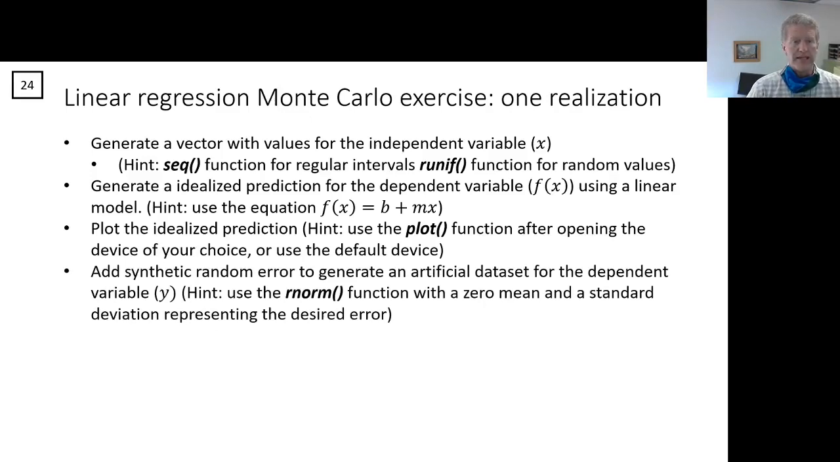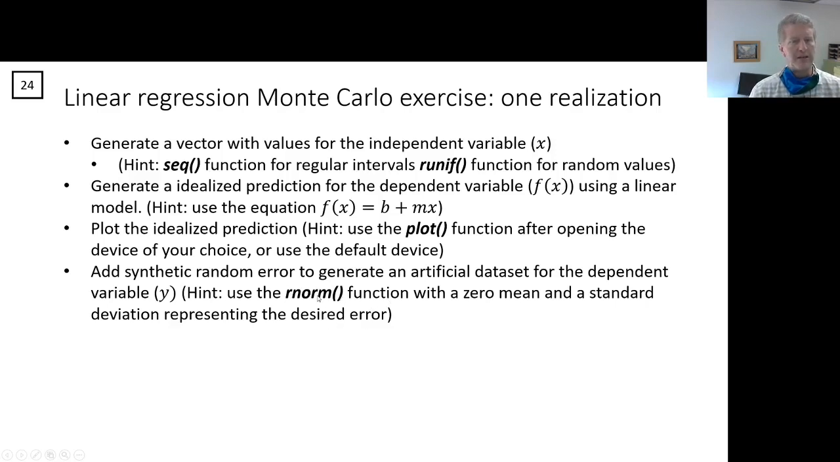So the next trick is to add some synthetic random error to our idealized model for the Y data to create some artificial data, some artificial data with some realistic looking noise or some realistic looking error. And we have some choices about how that error should look. Mainly, if we're using the rnorm function, we care about the standard deviation of that error.